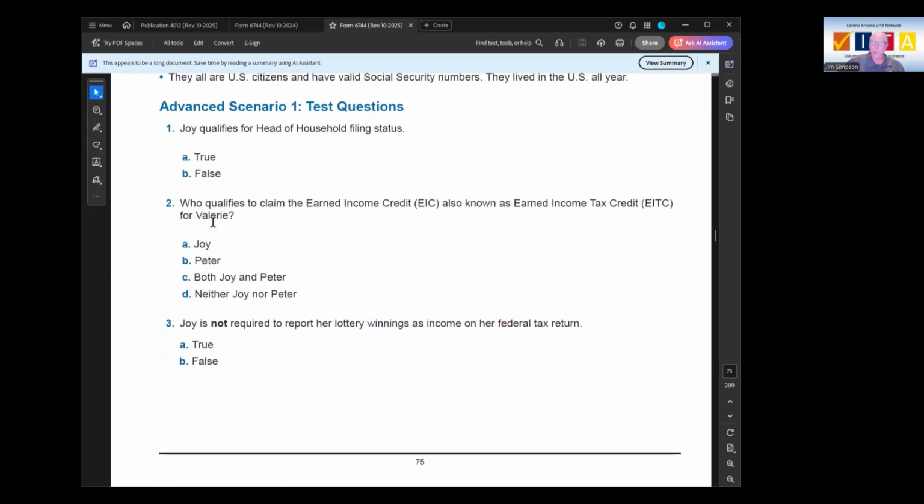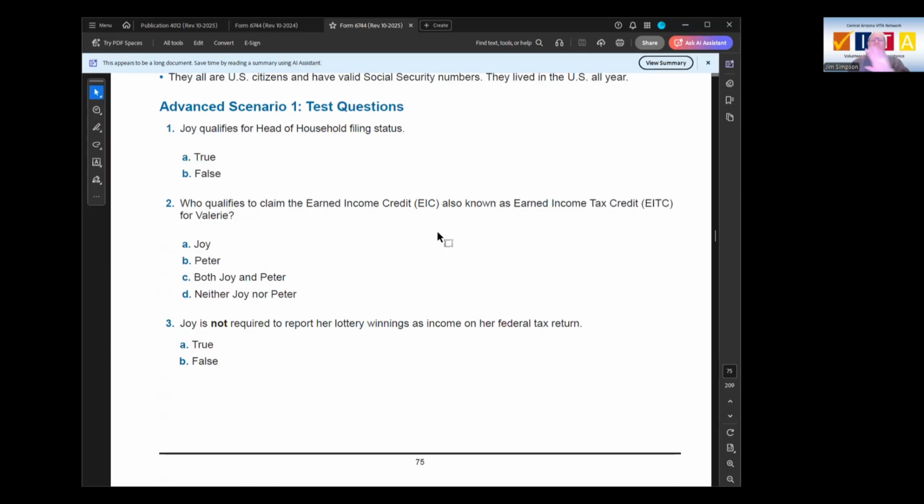Okay. Who qualifies to claim the earned income credit, also known as the earned income tax credit, for Valerie? Now, we haven't talked about tax credits yet, so don't try to answer this until we get to that. Now it says Joy is not required to report her lottery winnings as income on her federal tax return. What they're trying to ask you here is, do you know what is income and what is not income? Remember we talked about that in the last section, and I told you to go look at those charts in tab D of the 4012. I had pretty much told you to ignore the one that says what income is.